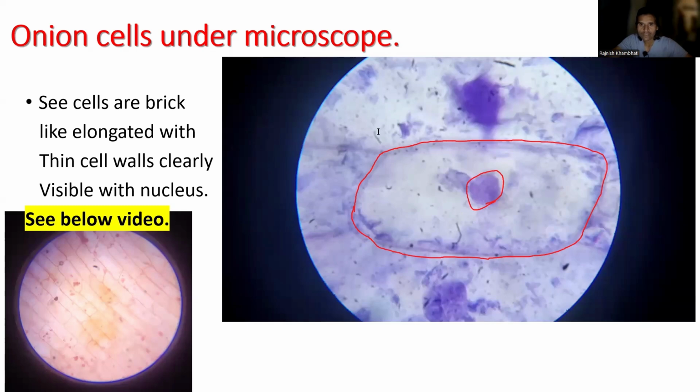The name is cell wall. This is the nucleus, and this is the cytoplasm. Okay, three things we can observe in this image. Is it easy? Yes, it is easy to draw. So this is how you can draw. Now let's move forward.